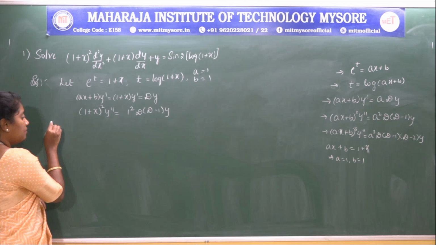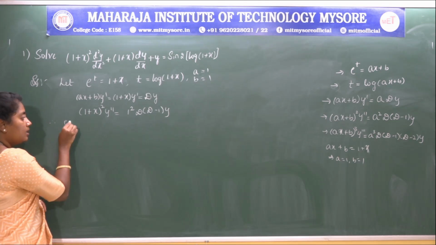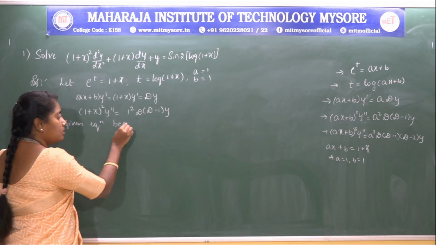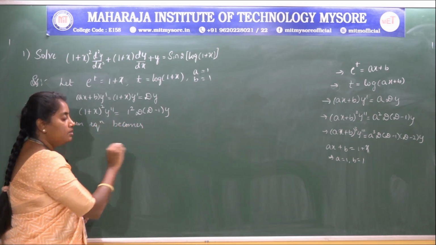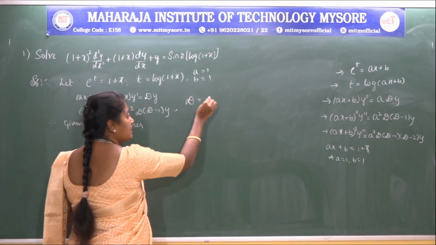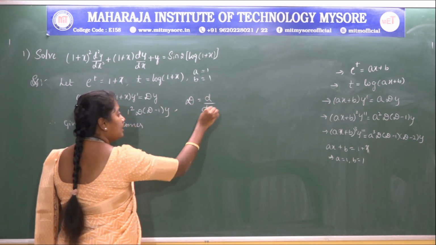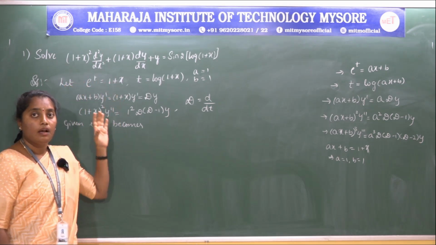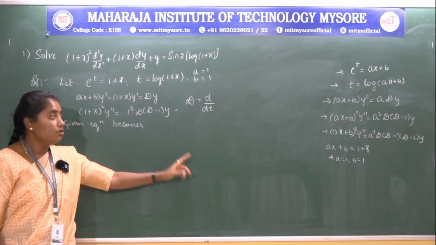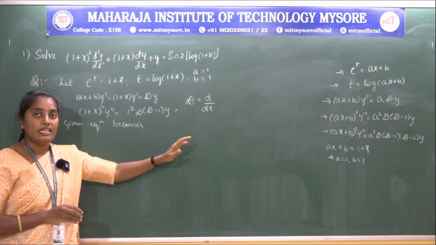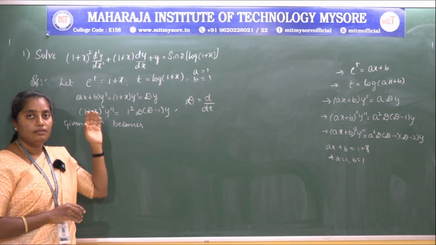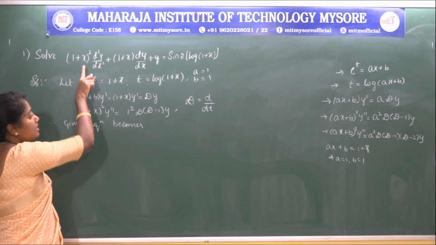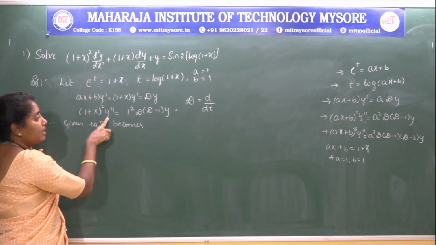So then the given equation becomes, on substituting the substitutions, where capital letter D is equal to d by dt. Here we are replacing the x variable in terms of t. After completing, we get the solution in terms of t. In the final step we have to replace the variable, that is, we have to replace t in terms of x.